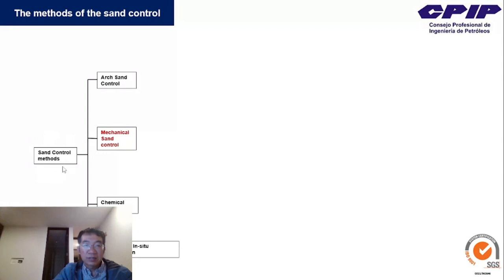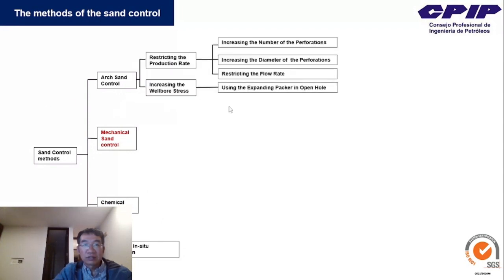Okay, the sand control method has 4 types. We can see them one by one. The first type is arc sand control. It has two types. The first one is restricting the producing rate: increasing the number of perforations, increasing the diameter of the perforations, and restricting the flow rate. The second one is increasing the variable stress using the expanding packer in the open hole.